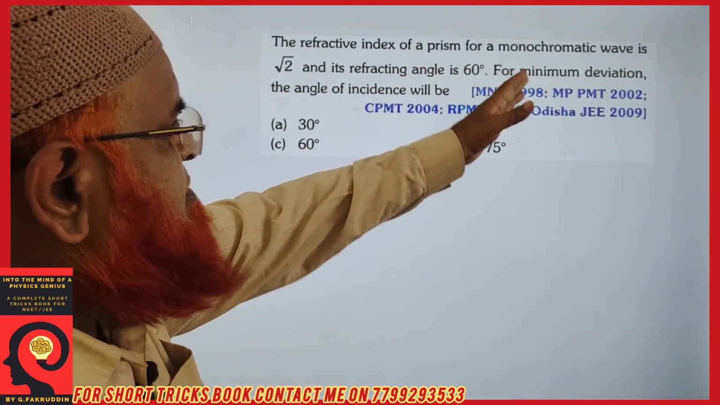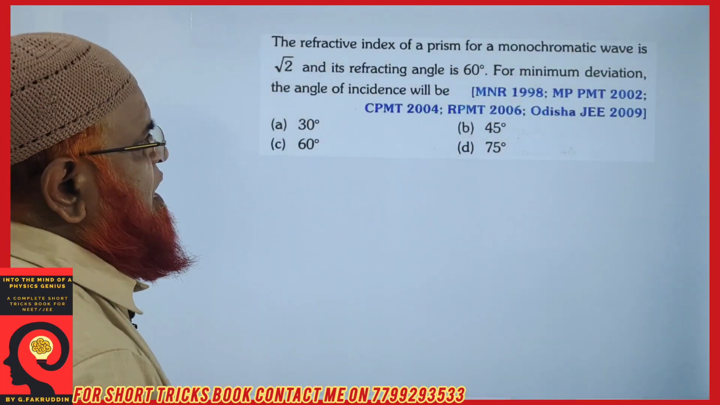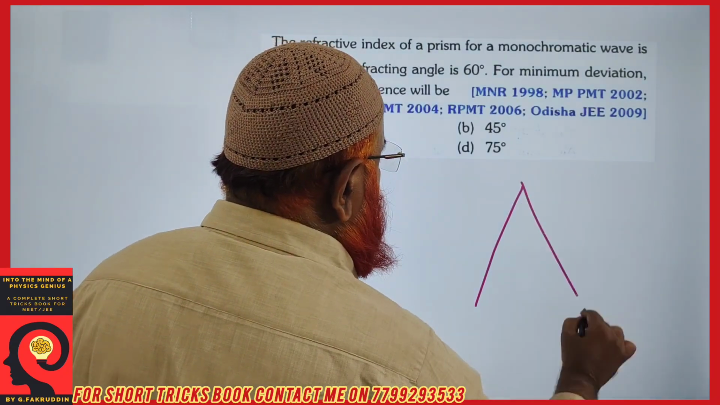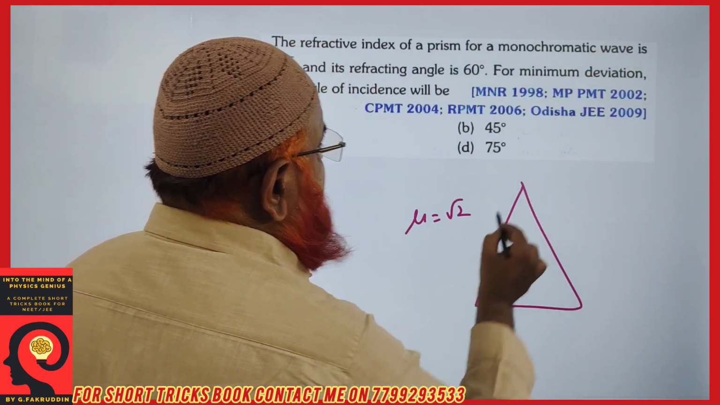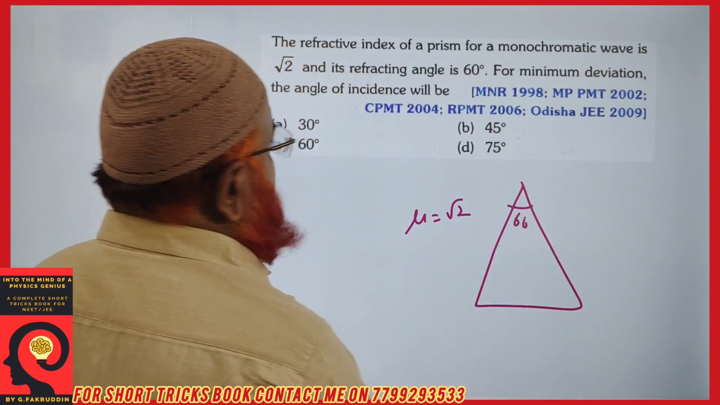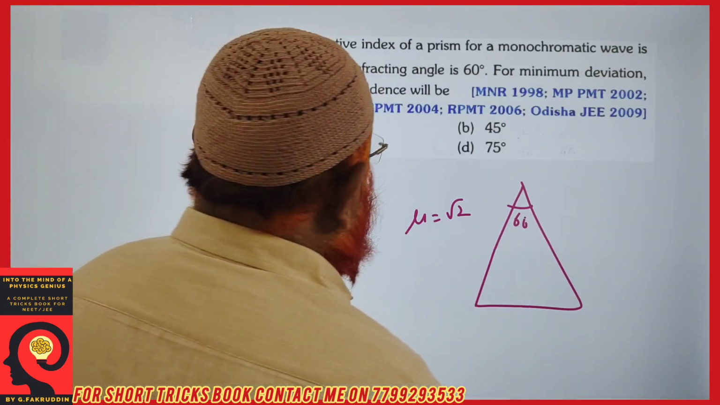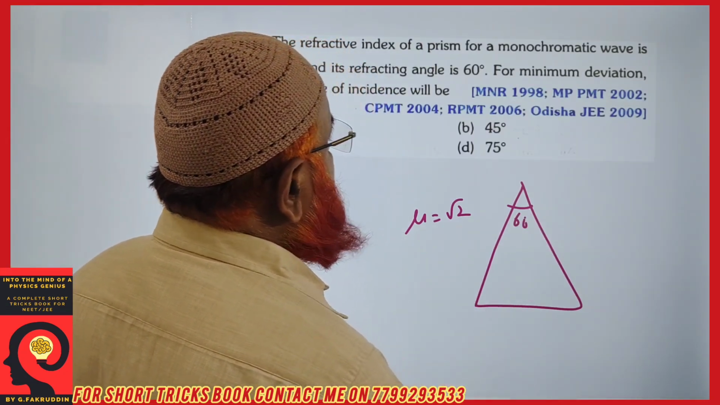The refractive index of a prism for a monochromatic wave. So this prism has refractive index root 2 and its refracting angle is 60 degrees. This is the refracting angle of a prism. For minimum deviation, how much will the angle of incidence be?